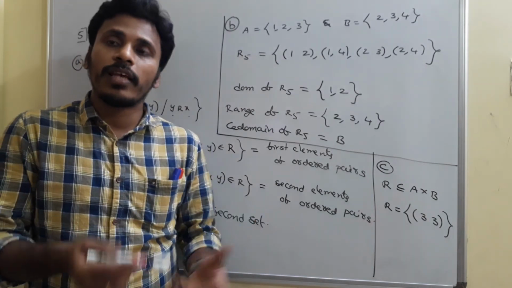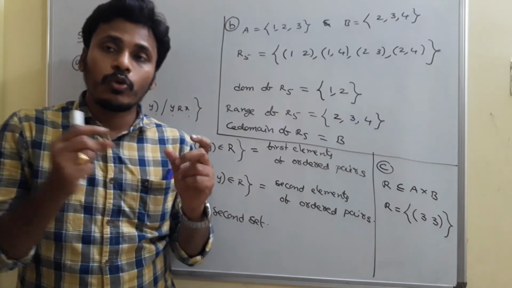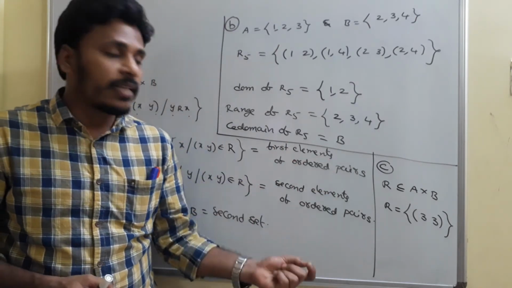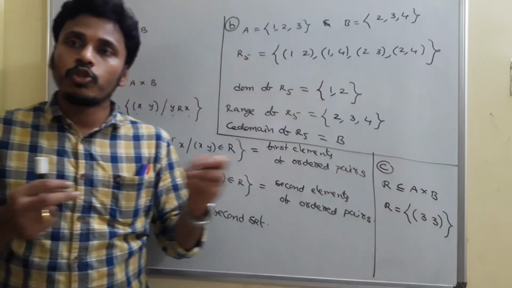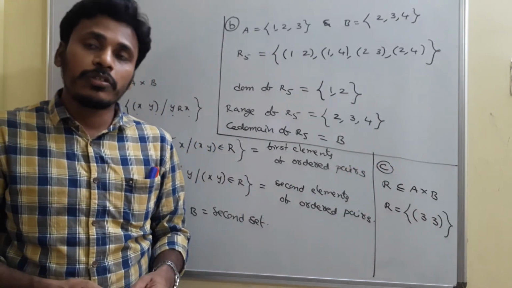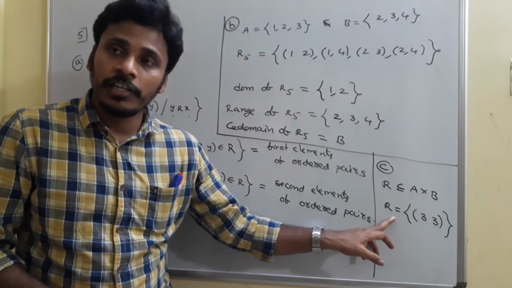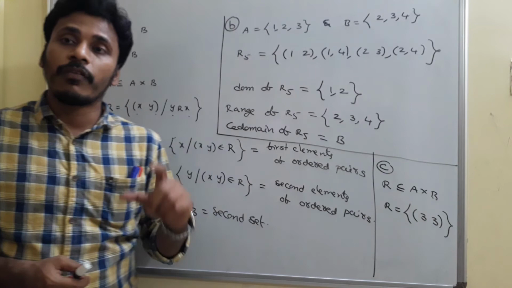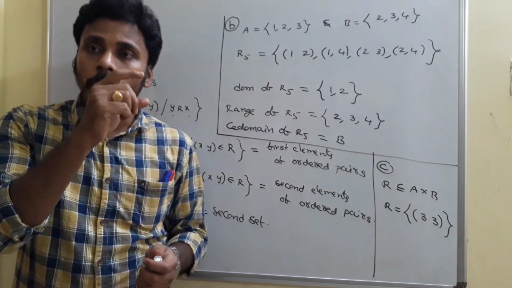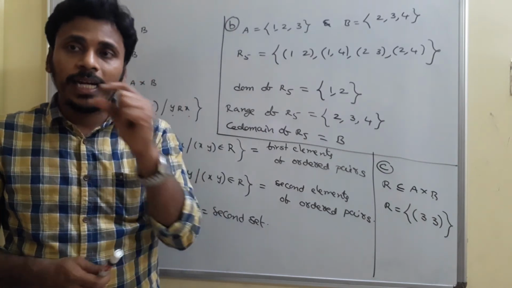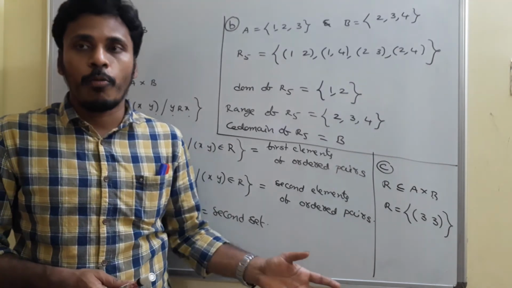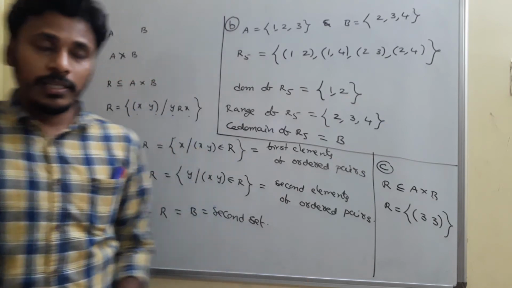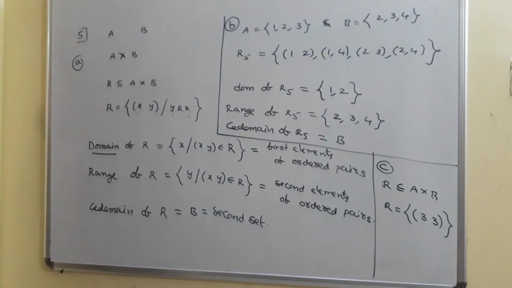What about the range of the relation? You need to collect the second elements. There is only one ordered pair and its second element is 3. So the range of the relation is again 3. And the codomain of this relation is B. Always the codomain is the second set. Coming to the domain and the range, you need to observe the ordered pairs; if you collect the first elements, you say it is the domain, and if you collect the second elements, you say it is the range. Just have a look and then I will give you one more example related to this.